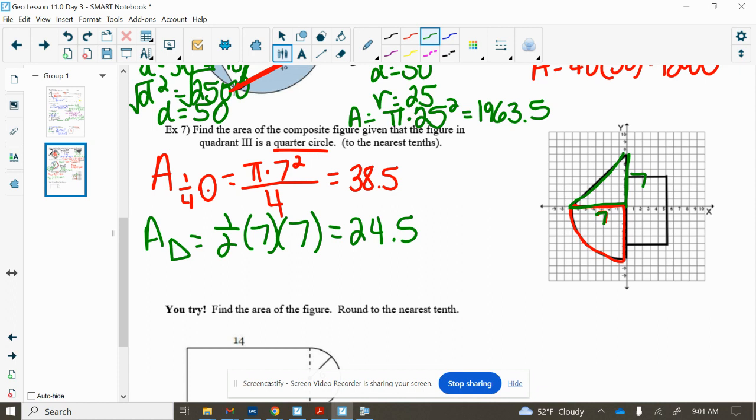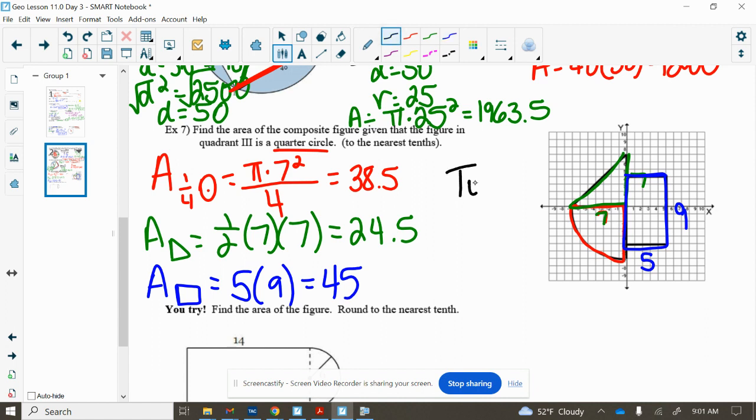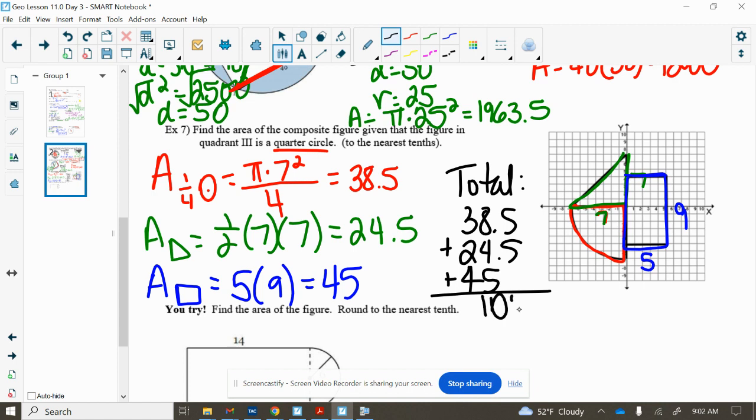And then last but not least, we also have a rectangle. And this side is 5, this side is 9 when we count the units. So for the area of our rectangle, base times height would be 45 units. Now our total area for this composite figure will come from adding up those 3 areas, and we get a total of 108 square units as our composite figure.